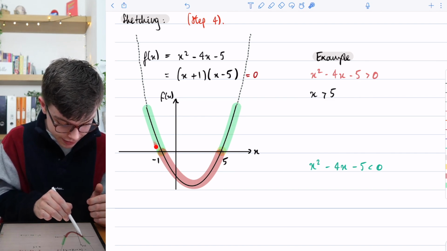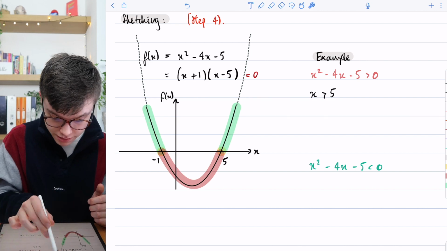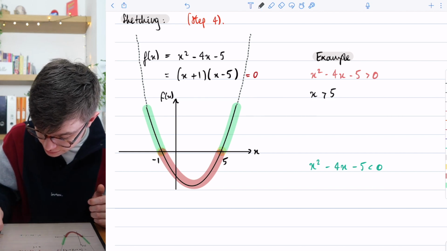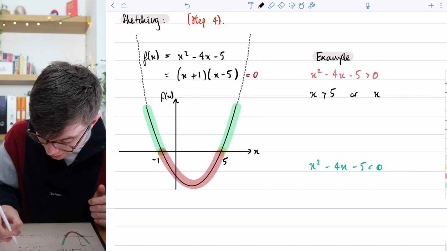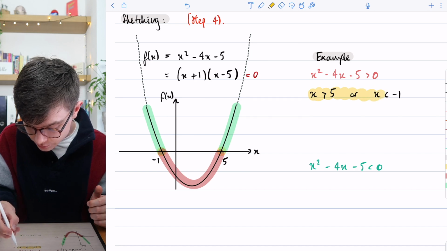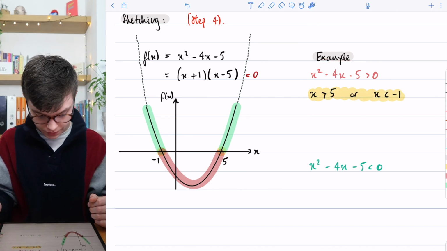And also, x is less than minus 1. We can see this x part here being less than minus 1 gives us a positive value for f of x. So there, and I should really say here, or x is less than minus 1. That would be the answer to that inequality, okay?